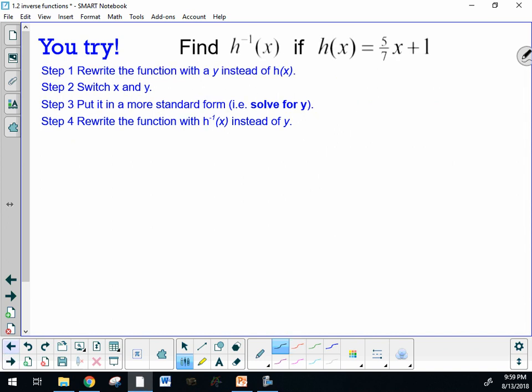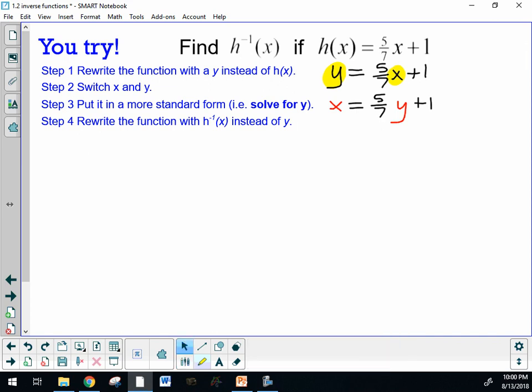And let's try one more. This one has kind of a tricky fraction to work with. So our original function h of x is 5/7 x plus 1. And we want to find h inverse. So this is y equals 5/7 x plus 1. We want the inverse, so we're going to switch that x and y. So this becomes x equals 5/7 y plus 1. So we want to solve that for y.